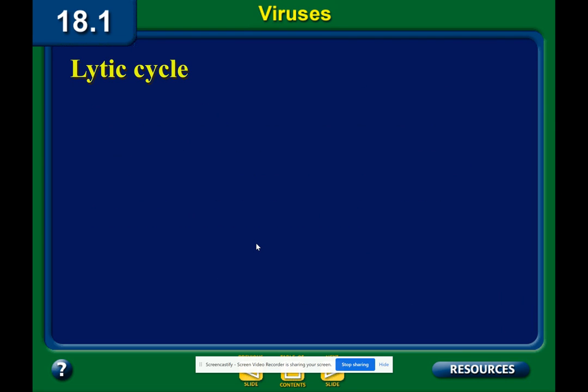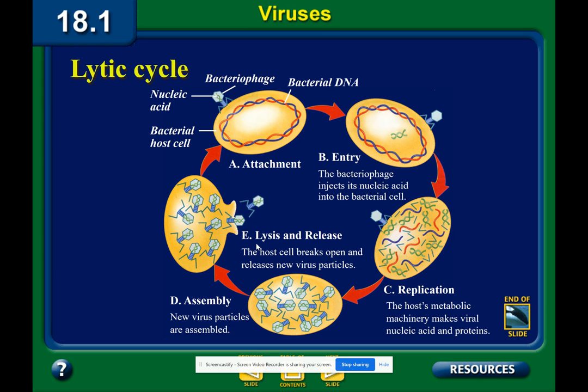Oh, by the way, let me go back for a second. Lytic cycle, where does it get its name? It gets its name from the very last step, lysis. Lysis is to rupture the cell. Lysis or lytic, I guess you could call it lytic cycle, kind of makes more sense, but nonetheless, it's the big thank you.